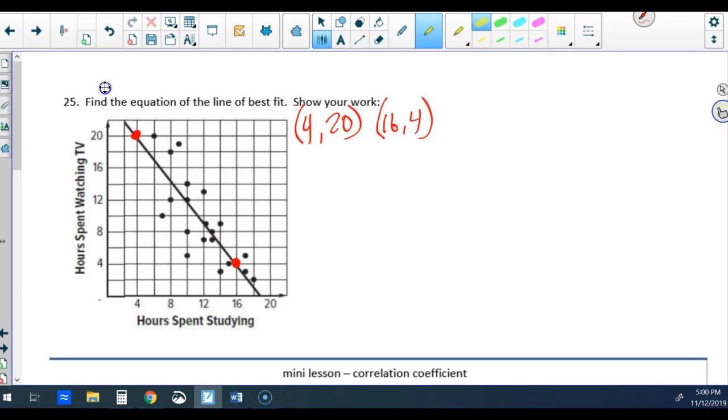I need the slope and then the point-slope formula to get the equation. Hopefully we're pros at this now. We've been doing it forever. 4 minus 20 over 16 minus 4 is negative 16 over 12, which is negative 4/3.